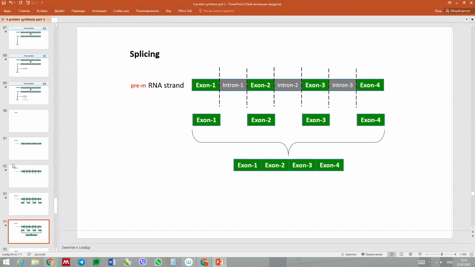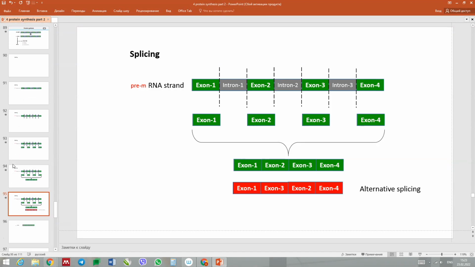But what if we play a game with these exons and arrange them differently? For example, let's put exon 3 immediately after exon 1 and exon 2 before exon 4. Is it possible? Yes. And this is what we call alternative splicing.